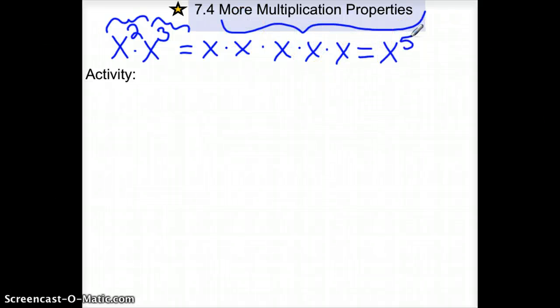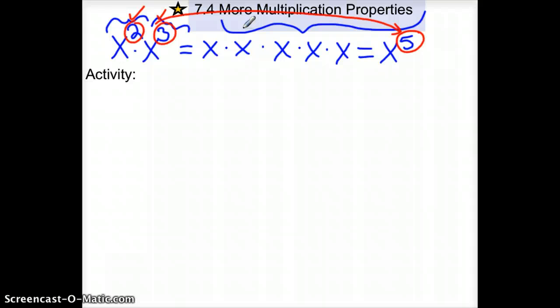And we talked about in 7.3 that we had a property which stated that because this is repeated multiplication, to do it 2 times and 3 times, I could just hop right to here and say, that's really just the sum of them. So really what we do when we multiply, when we have the same base, is we add the exponents.